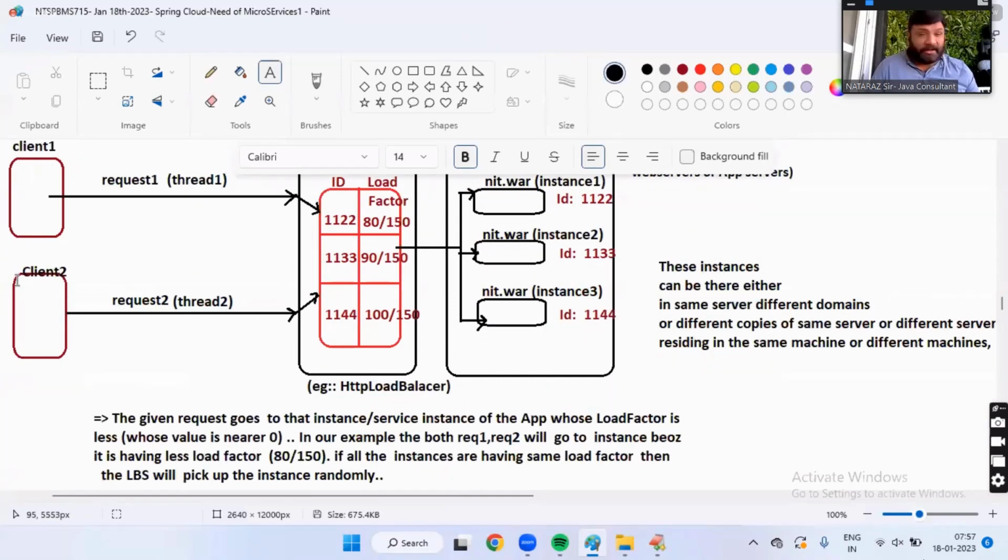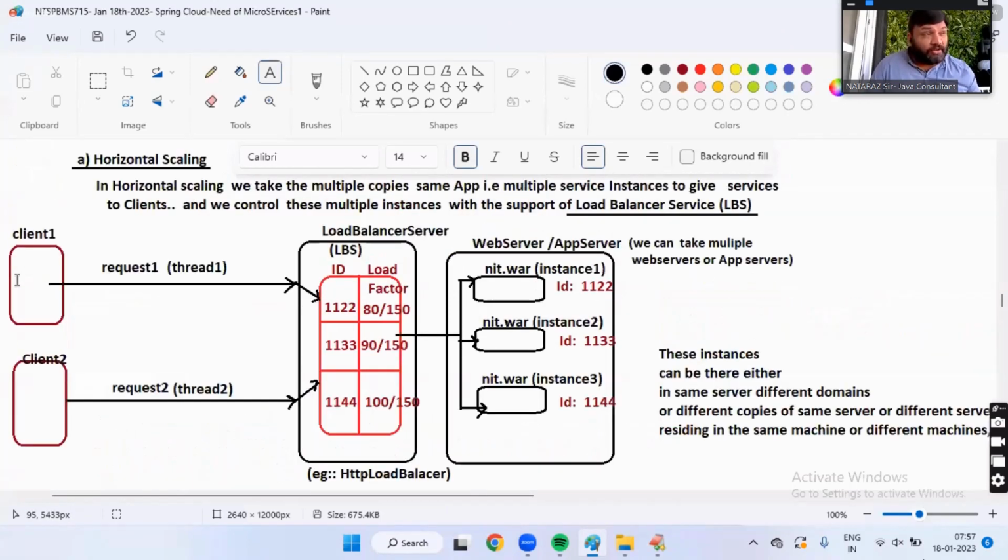Here, a lot of clients may be there, guys. Which client request should go to which instance is decided by whom? The load balancer server, LBS. Understanding my statement? Tell me how it is doing. Check it out: IDs 1122, 1133, 1144. Now it is maintaining the load factor.